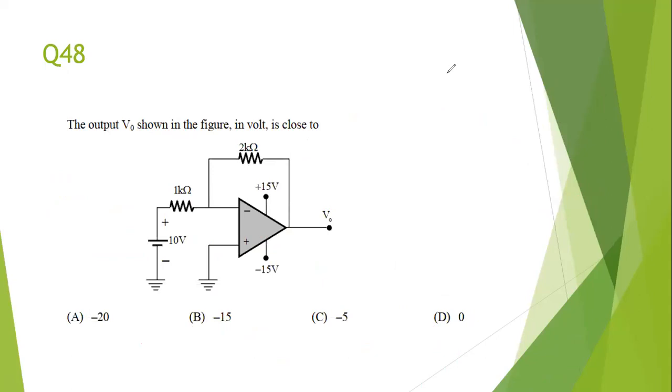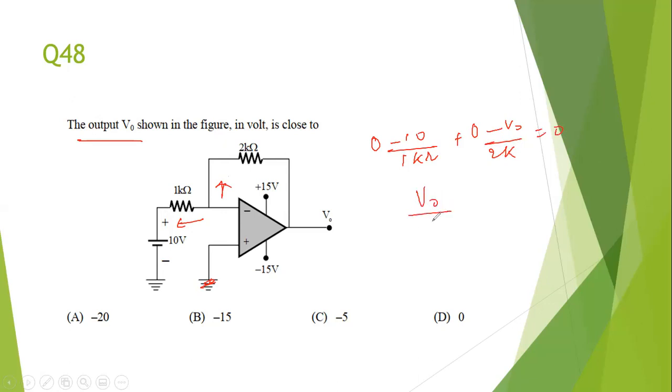My dear students, in this question number 48, what is the value of V0? How can you find the value of V0? This is the ground, so just apply KCL here. You will get (0 minus 10) by 1K plus (0 minus V0) by 2K equal to 0. So V0 by 2 equal to minus 20, so V0 equal to minus 20 volt.